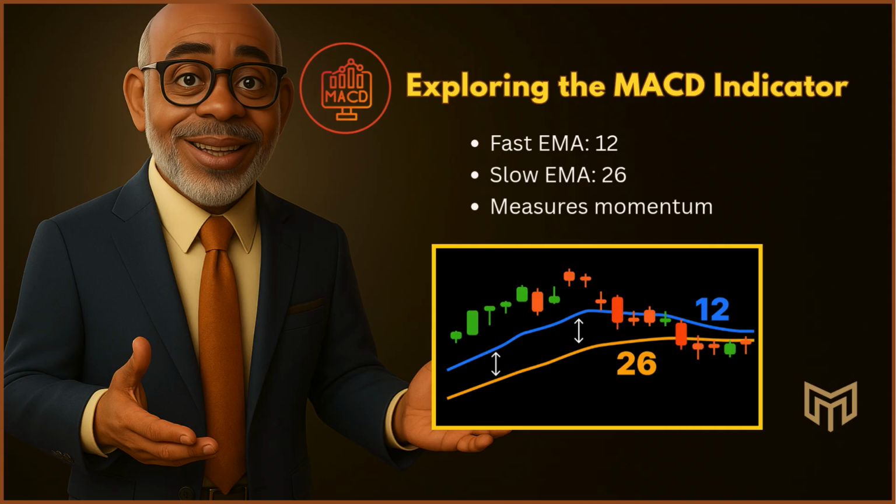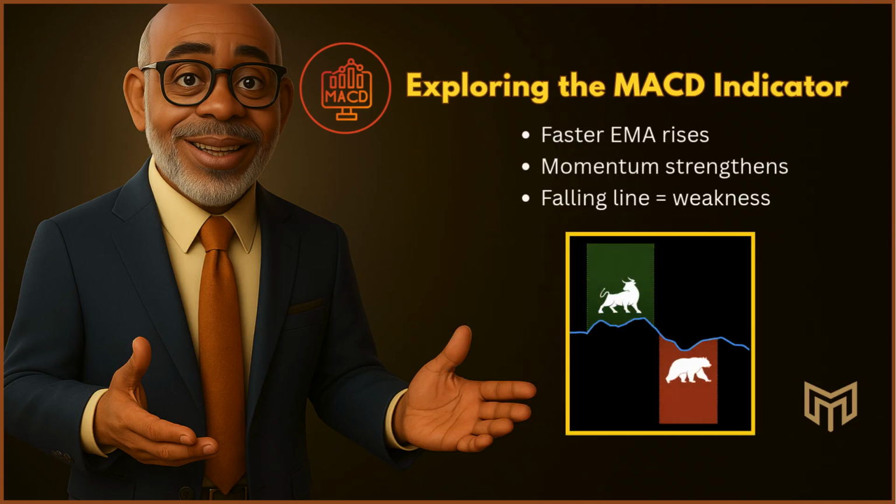When the distance between those averages grows, momentum may be strengthening. When that distance shrinks, momentum may be weakening. When the MACD line rises, the faster average is pulling away from the slower one. That signals bullish momentum is building. When it falls, downward momentum may be taking over. Traders use these shifts to understand the strength and direction of price movement.